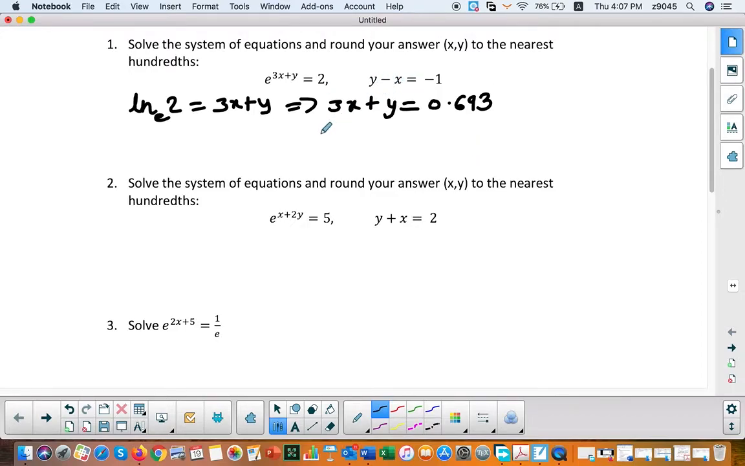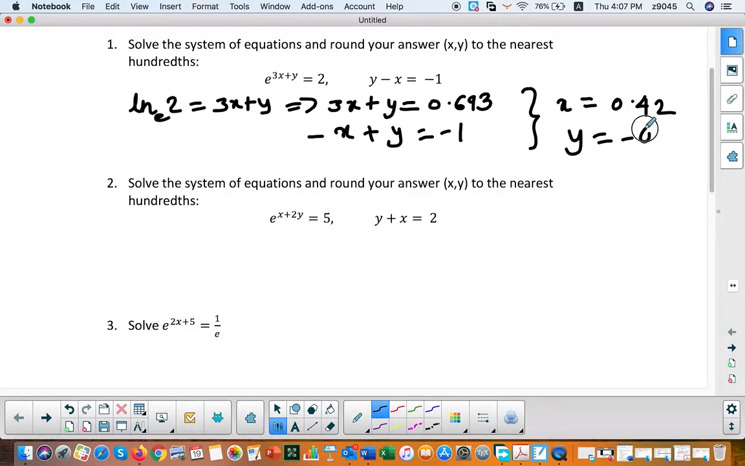Similarly, I can express the second equation as minus x plus y equals minus 1. So I have the equations in the form of linear equations. Using the calculator to solve them gives the values x equals 0.42 and y equals minus 0.58.